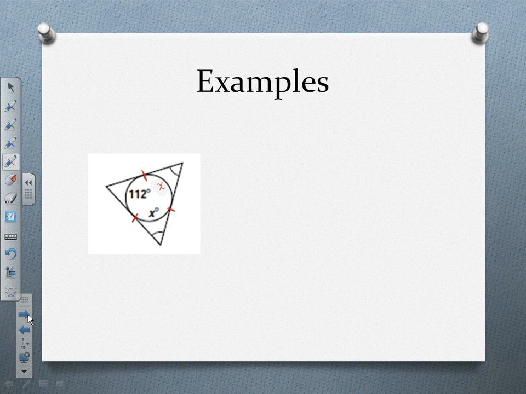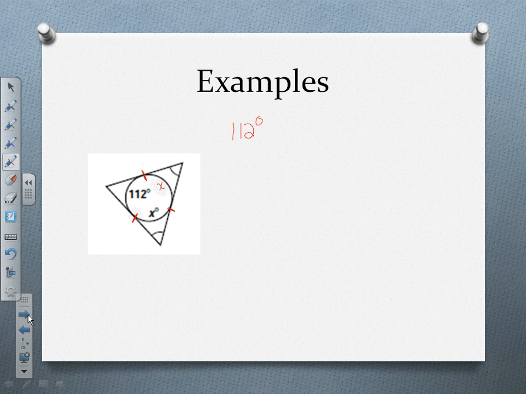So what I can do is, I know that this is 112, and I know that those are X. And we really don't need much of anything else because I've got X and X. So all 3 of those should add up to, well, 360 degrees.